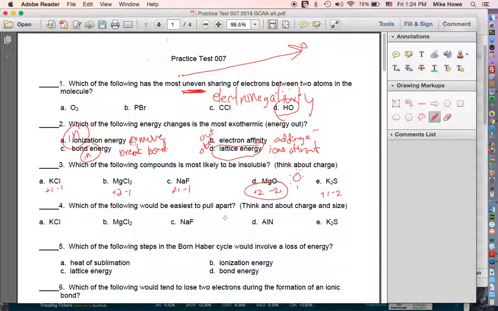Now the easiest to pull apart would be based on charge again, but also size. So let's talk about charge first. That's +1, -1. +2, -1. +1, -1.